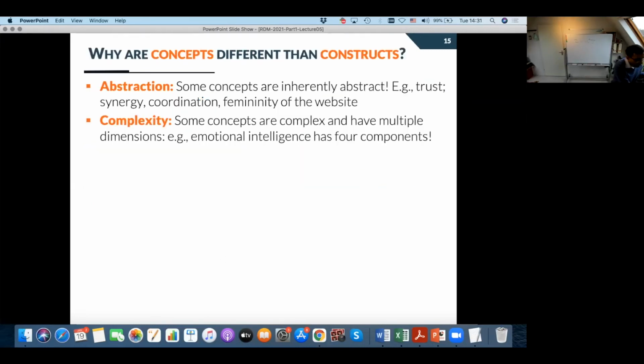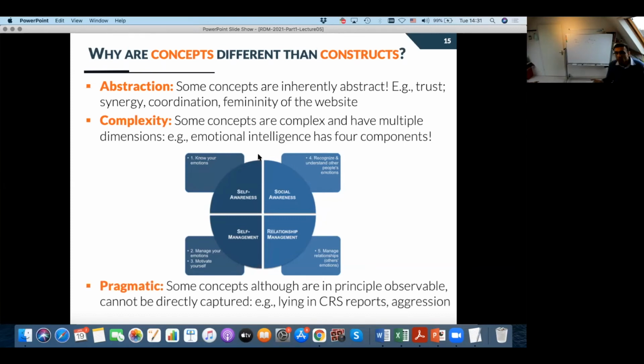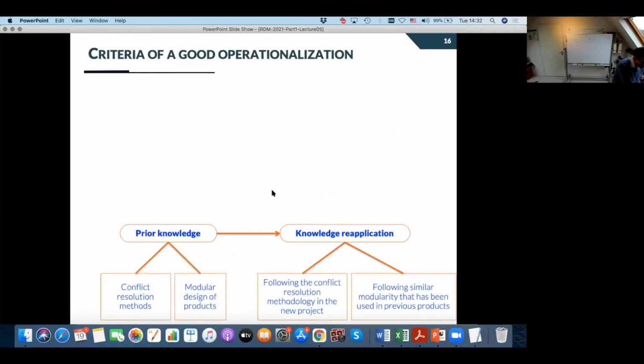I mean, concepts are abstract, constructs are specific; concepts are complex, constructs are simple. If one concept like knowledge sharing or emotional intelligence or collaboration, normally they have multiple sides or dimensions or facets. But constructs are very specific because they are related to one specific aspect or dimension. And pragmatically, when you want to do your research, you need to know what the constructs are to go and relate to them. So these are the reasons that we need to make this distinction.